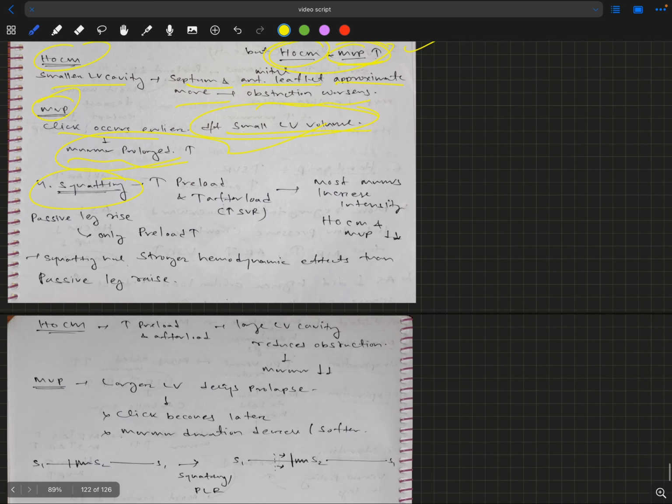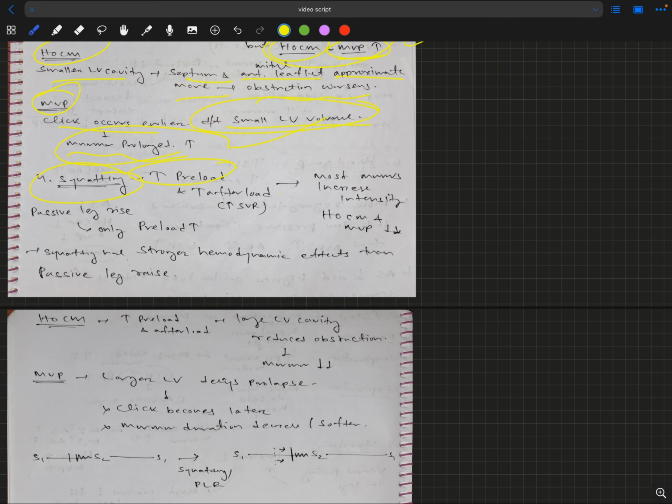So on squatting, the preload is increased, and the afterload is also increased due to increased systemic vascular resistance. So mostly the preload is increasing, and most murmurs increase in intensity. When the preload is increasing, more blood flows across the valve. That will lead to increased intensity of most murmurs like MS, MR, AS, AR murmur intensity will increase on squatting. But HOCM and MVP murmur intensity will decrease on squatting because increasing preload increases the left ventricular volume. When the left ventricular cavity size is increased, mitral valve prolapse and HOCM murmur intensity decrease. We have discussed the mechanism.